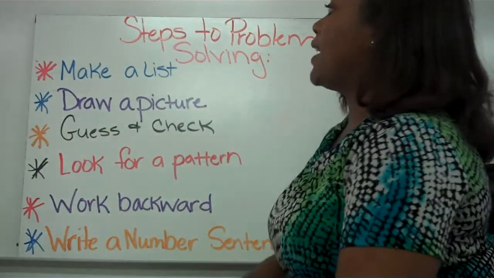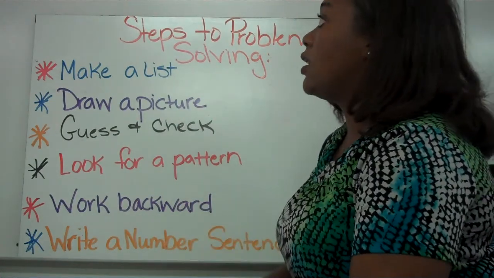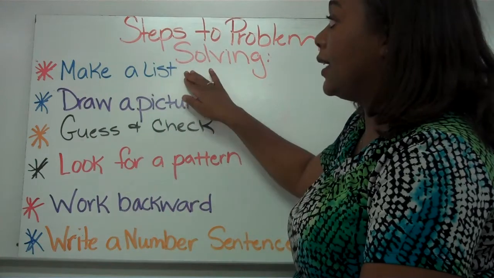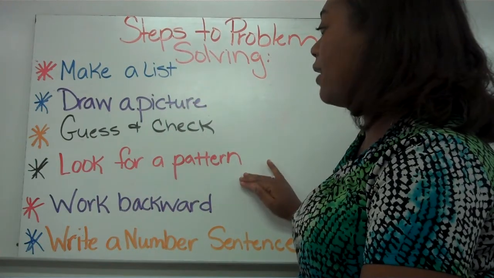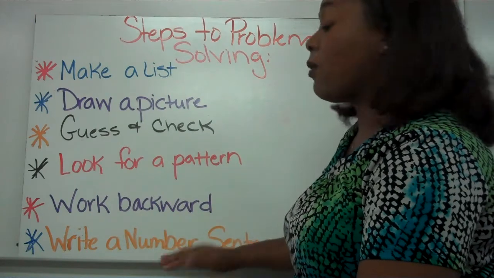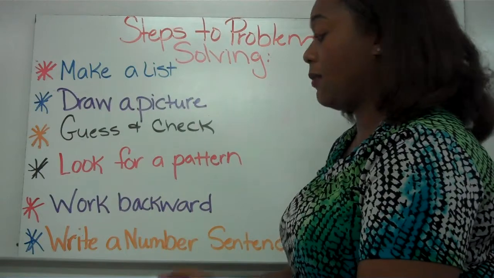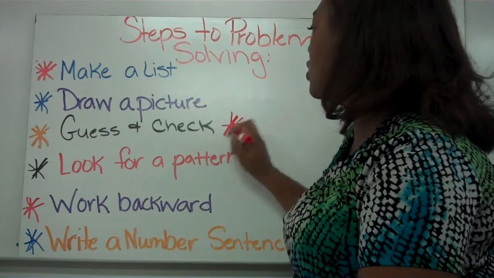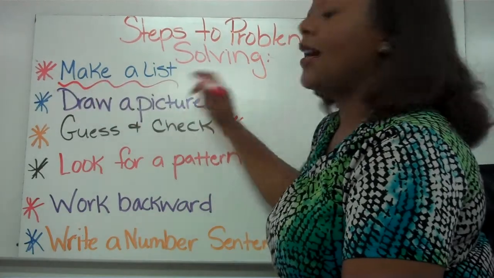Steps to problem solving. Now in class we talked about different ways or different strategies to use for problem solving. You can make a list, draw a picture, guess and check, look for a pattern, work backwards, or write a number sentence. Now when we did number lines and we were trying to find the missing number in class, we practiced the guess and check strategy. Today we're going to be talking about making a list.